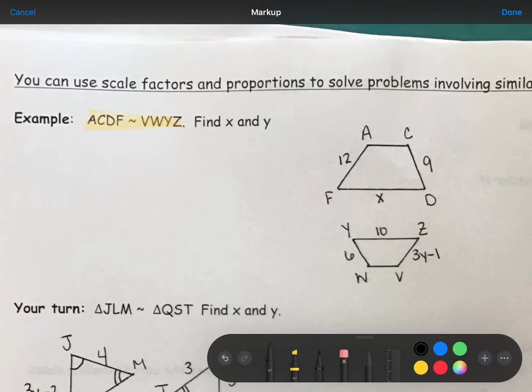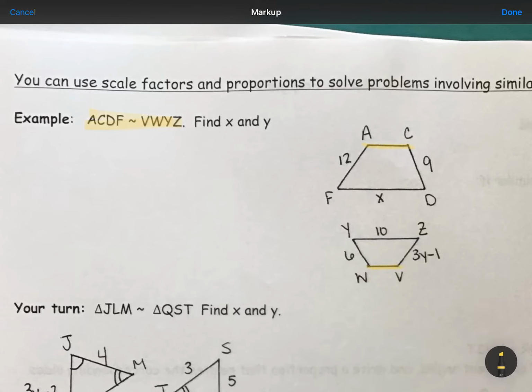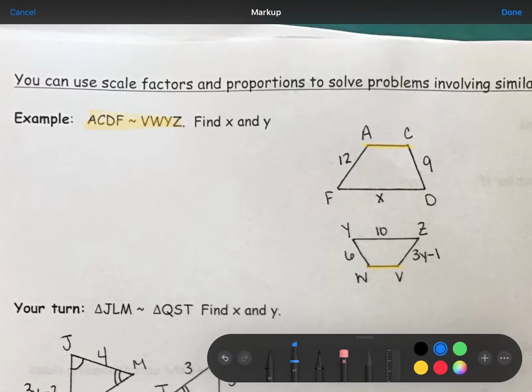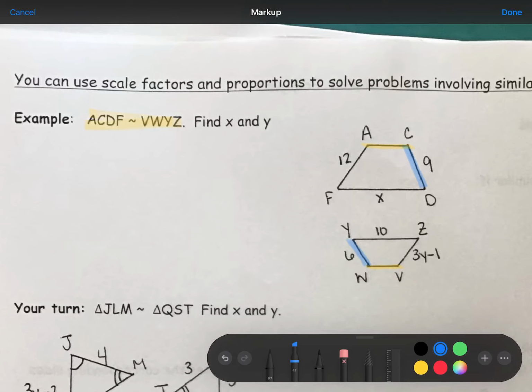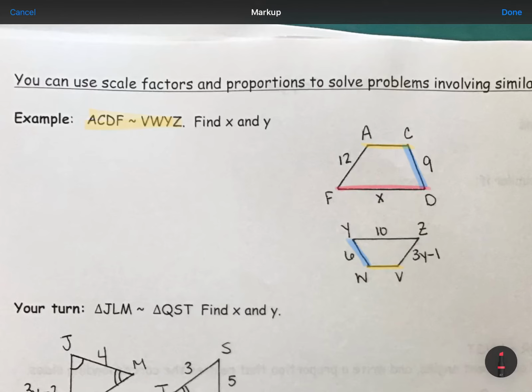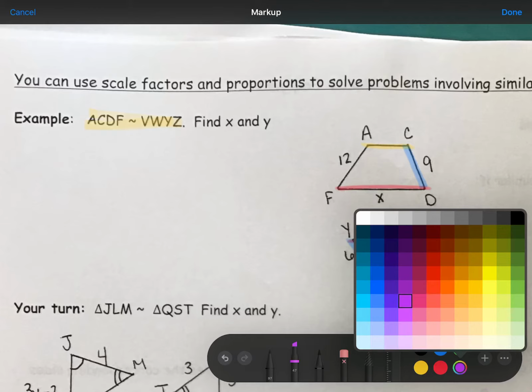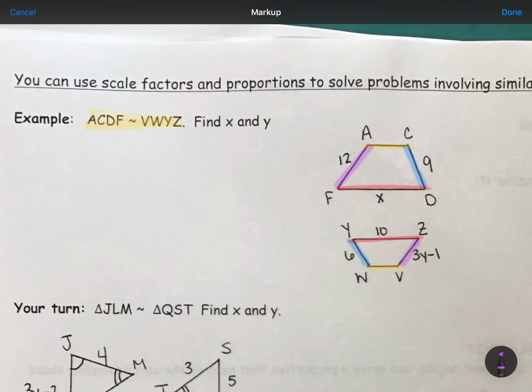And sometimes it helps to color code. You can get out some coloring pencils and color the sides that correspond using these letters. AC and VW go together, so I'm going to color AC the same as VW because those two sides are corresponding. And if I look at my similarity statement, CD corresponds to WY. Again, color coding is super helpful. You can use it or you don't have to. DF corresponds with YZ, and that leaves the last side, which I could pick another color for, and AF corresponds to VZ.